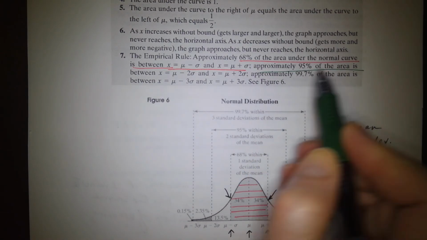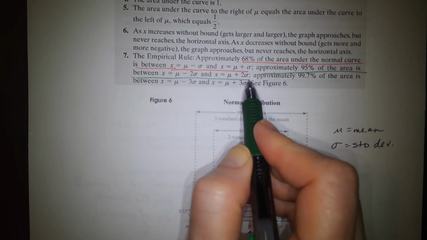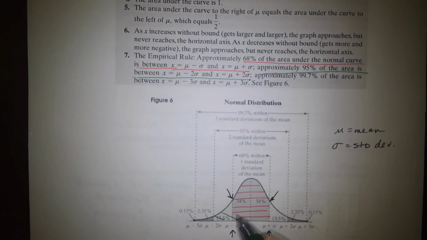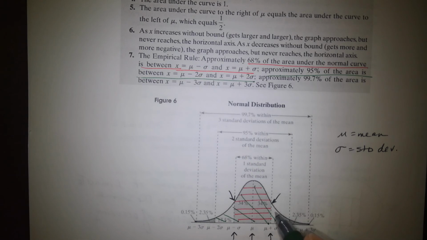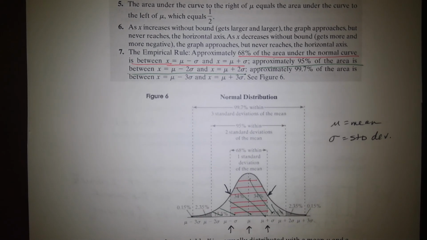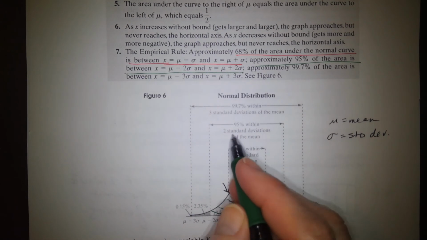Approximately 95% of the area is between 2 deviations away from the mean. So if I go all the way out to 2 deviations away from the mean, that would be all this area underneath the green curve. So if the middle is 68%, that would leave 13.5% in each of these tails here in order to total 95.